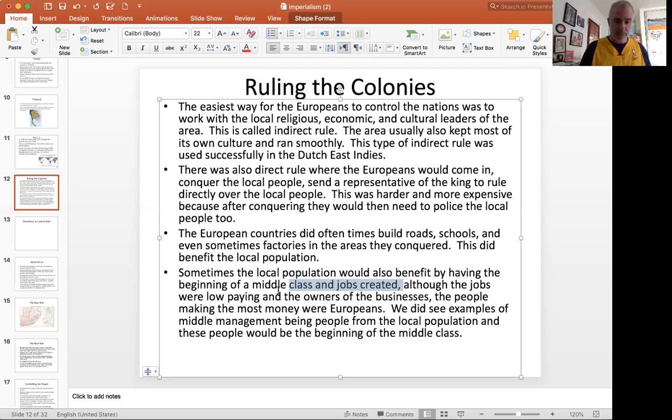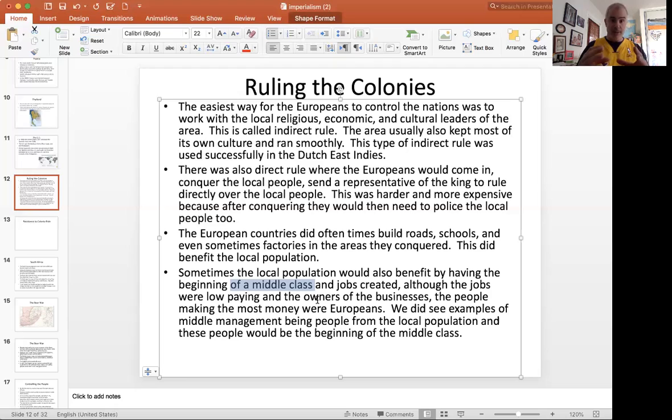Sure, there are some middle class jobs created. We can see that the business owners and the upper echelon of management of these factories or of the plantations where they would pull natural resources were often Europeans, but middle management jobs, directly overseeing the people, were sometimes local population, and these people would then make a little more money and might even be middle class in the local area, have a little extra money to spend on things that they want instead of things they need.